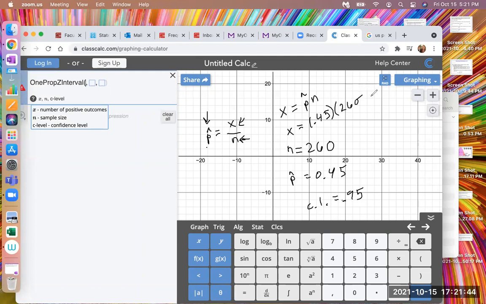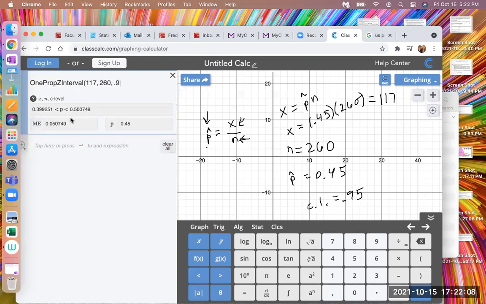I already did this calculation. I believe we get 117 when we do this. So that's the first number I input here, the 117. And then it asks me to enter the sample size, so I put in the 260. And then it asks for the confidence level, so I put 0.95. And now here's my confidence interval.